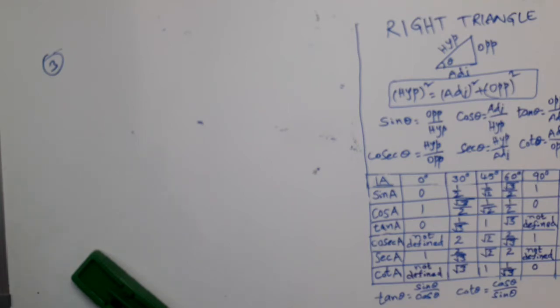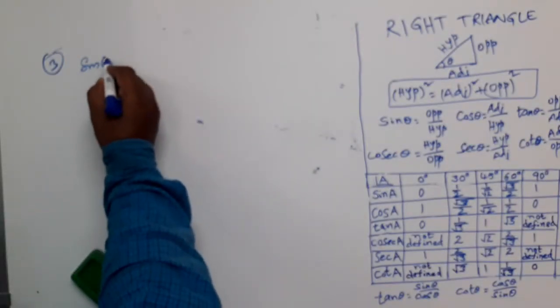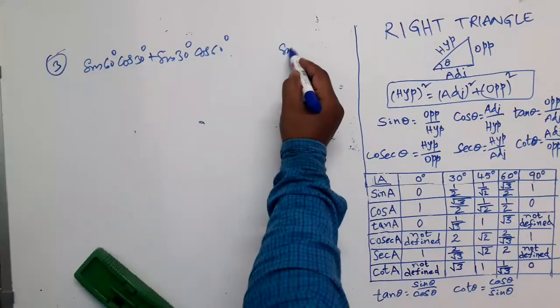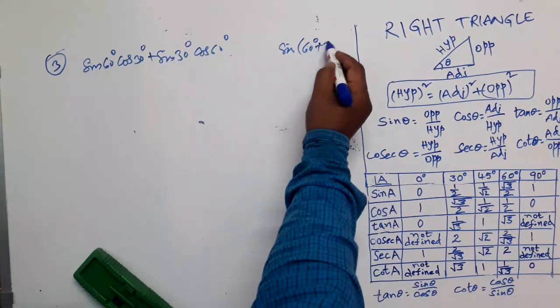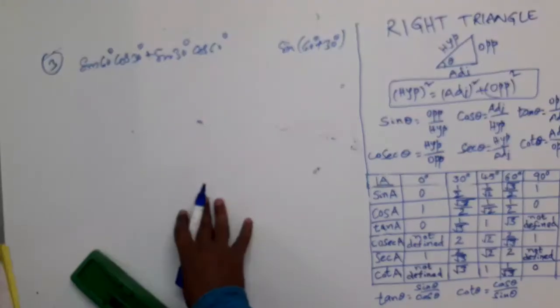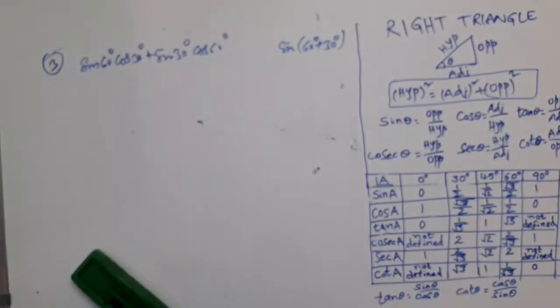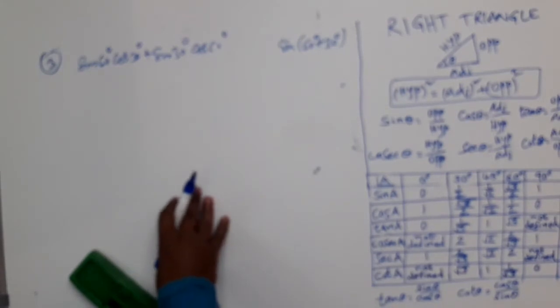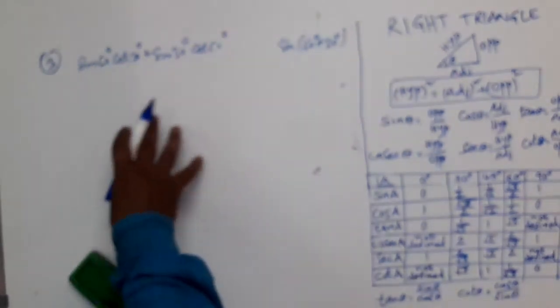Evaluate sine 60 degrees multiplied by cos 30 degrees plus sine 30 degrees multiplied by cos 60 degrees. What is the value of sine of 60 degrees plus 30 degrees? What can you say? What can you conclude? That is the question. Yes, he is giving two expressions. This is one expression, this is another expression. Let us find the value of this expression first and also the value of this expression. Let us see, is there any relation between those two?